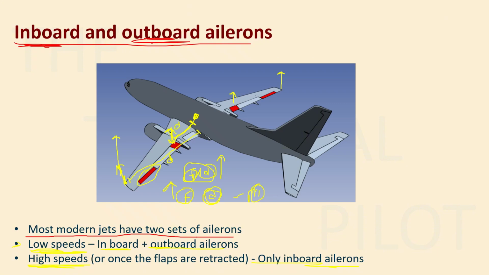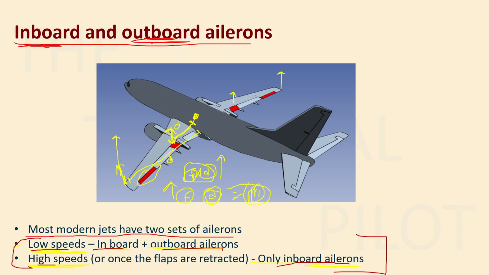So the distance will be lesser, so the total movement will again be in control, and hence your aircraft will not have too much wing bending, right? So this is again a very important question for your DGC exam that at lower speed you can use both inboard and outboard, but at higher speed you are supposed to use only inboard.